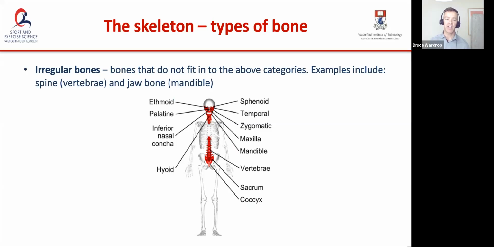And then finally, we've got irregular bones. And irregular bones are the bones in the body that don't fit into any of the categories that we've just talked about. So we've got the bones of your spine and your jawbone, your mandible. So they're not long, they're not short, they're not flat, and they're not sesamoids. They're just irregular in shape, and they don't lend themselves well to any of the other groups.